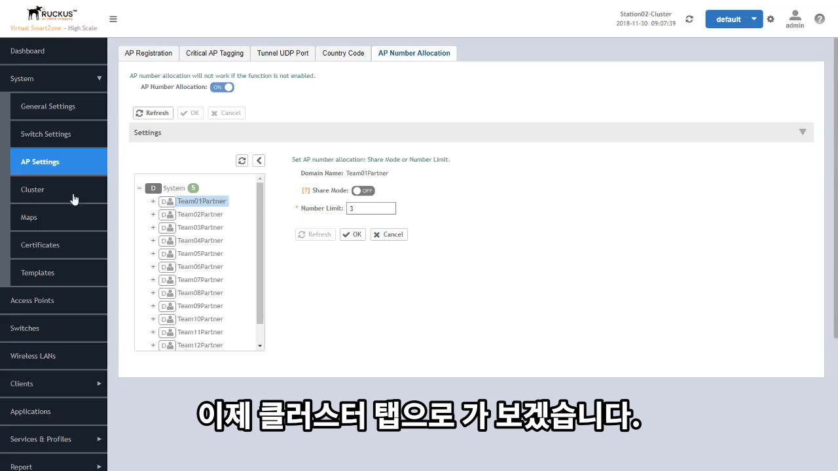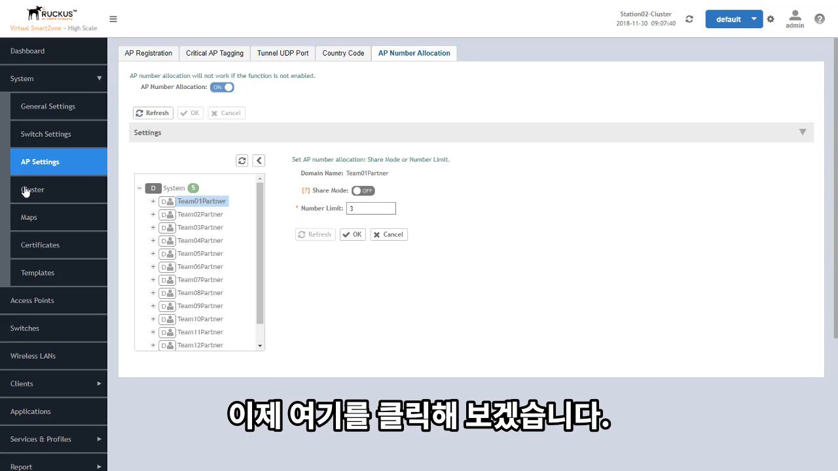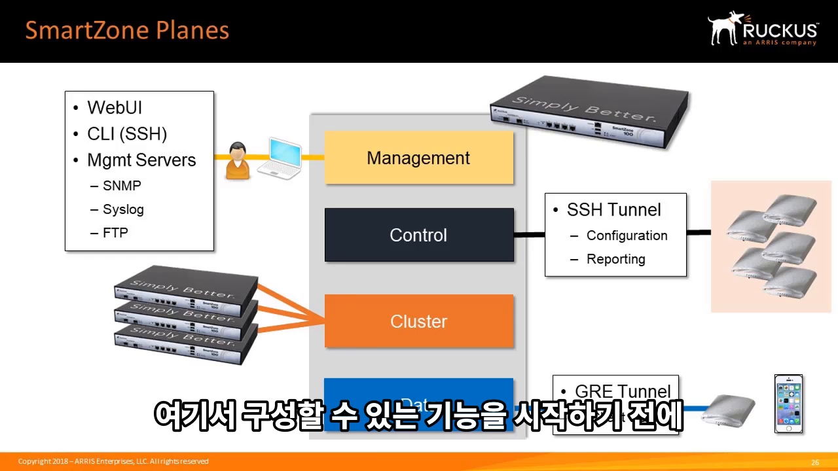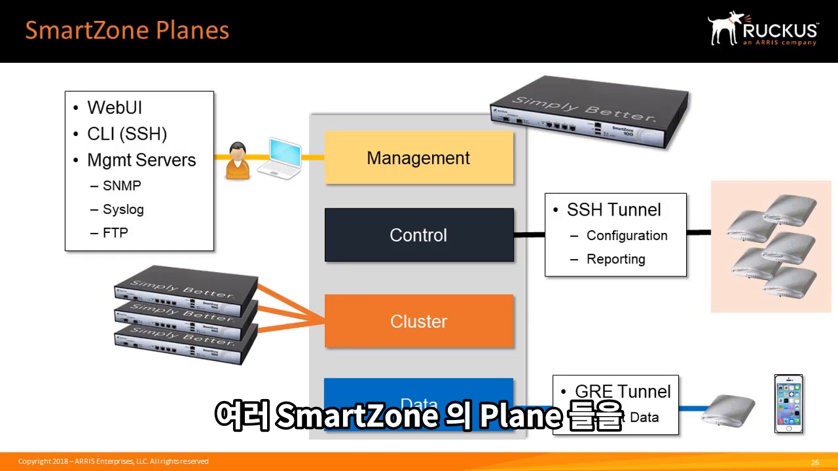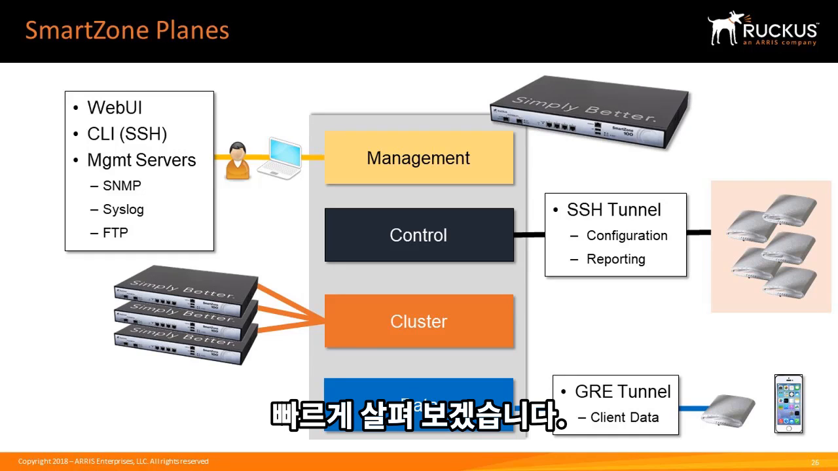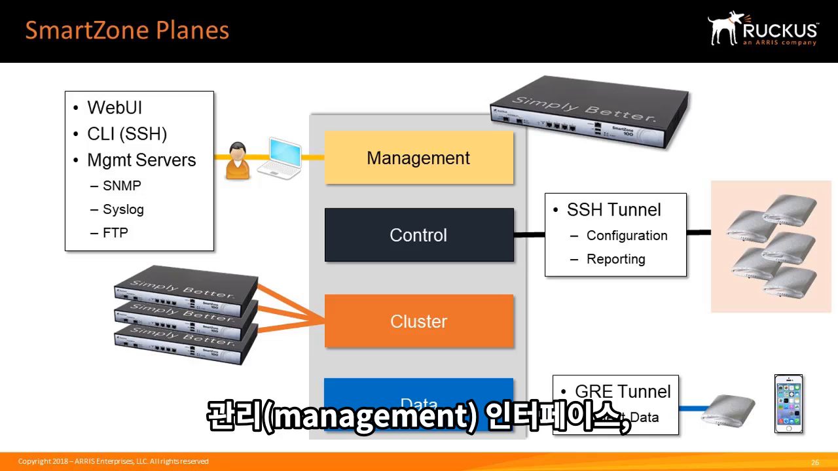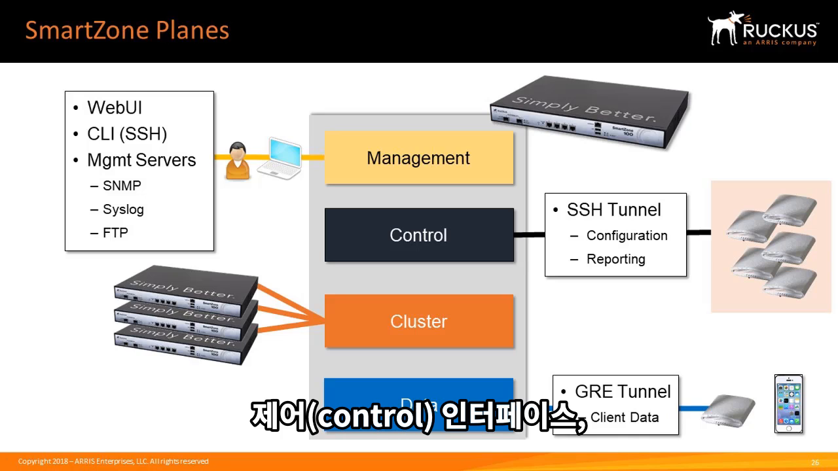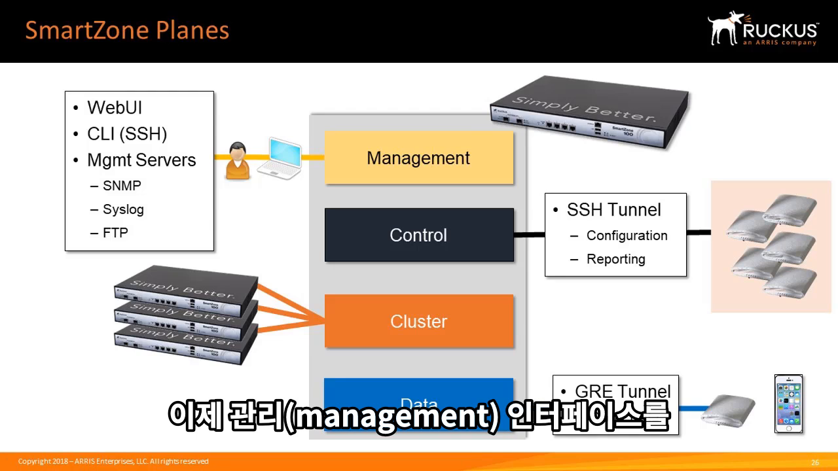Okay, so next we have the cluster tab over here. So let's go ahead and click on this one. So before we get into what we can configure here, I just want to review real quickly the different SmartZone planes. So we have a management interface, we have a control interface, we have a cluster interface, and a data interface. So let's go over those real quick.